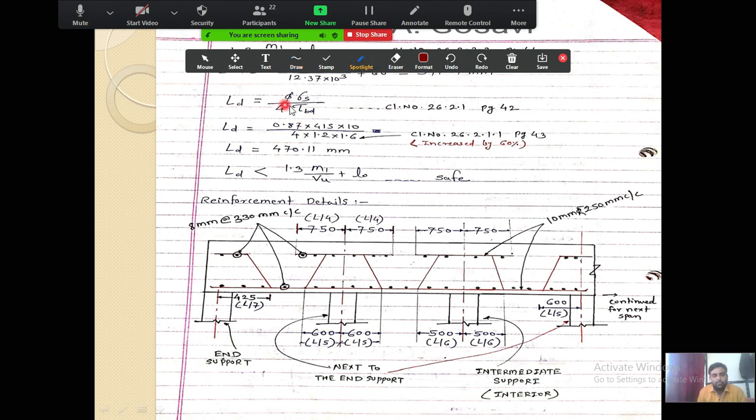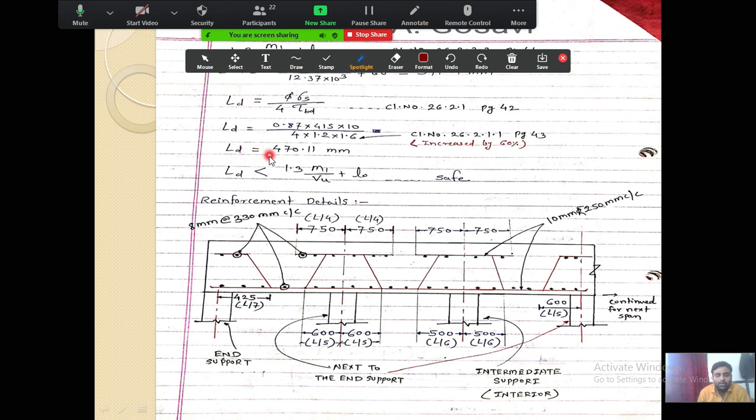So sigma s is equal to 0.87 into fy. Then phi is the bar diameter, which is 10 mm. Then 4 into tau bd. The value of tau bd is 1.2 for M20, but multiply this value of 1.2 by 1.6 for a 60% increase. When the bars are on the tension side, we need to increase this value by 60%. This we have also discussed, and this is also given on page number 43.